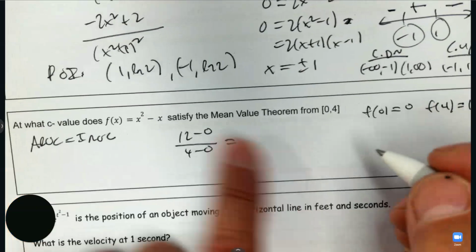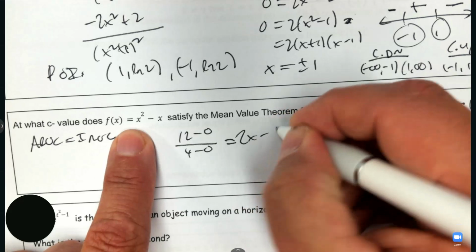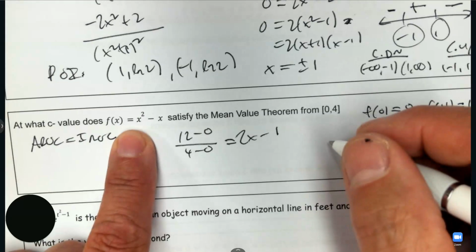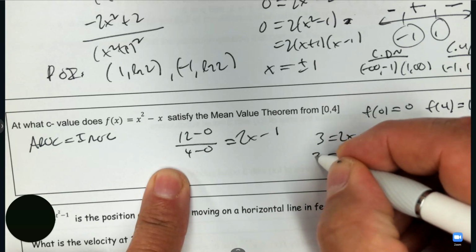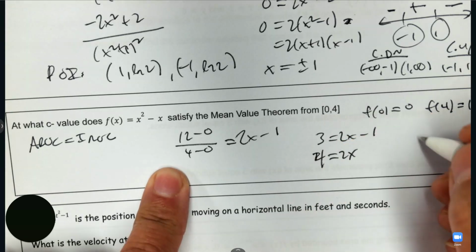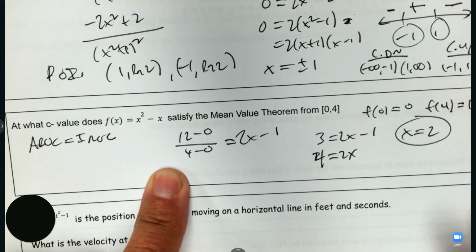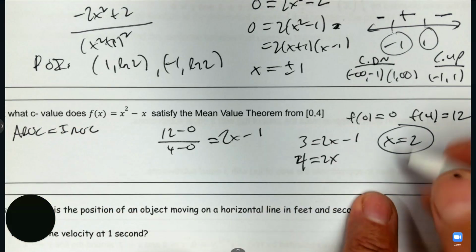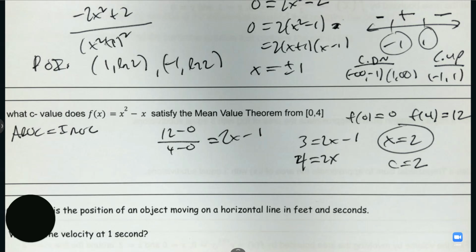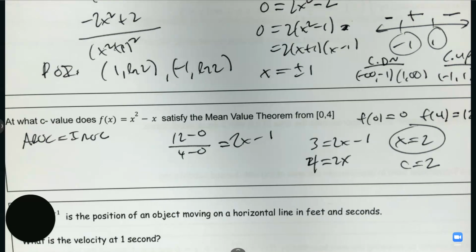And then on the other side is the derivative, which is 2x minus 1, and I would solve it. So 12 divided by 4, add 1, divide by 2, and so at what C value does it satisfy it? X, we could also call it C. So when C equals 2, I rock equals A rock.